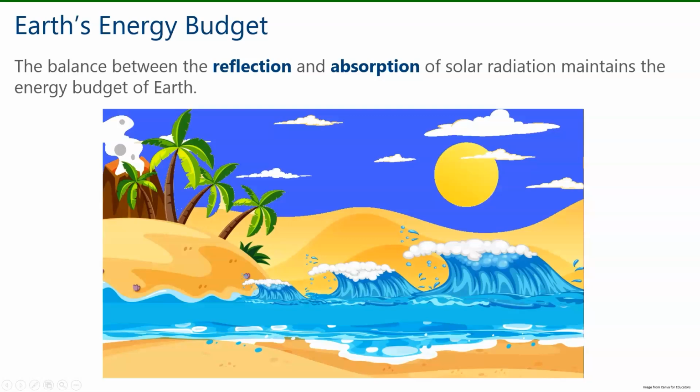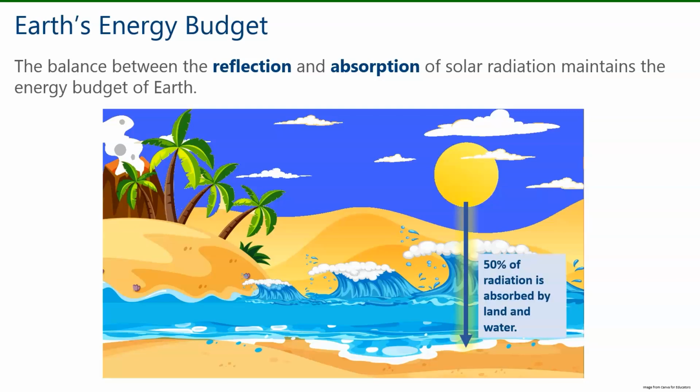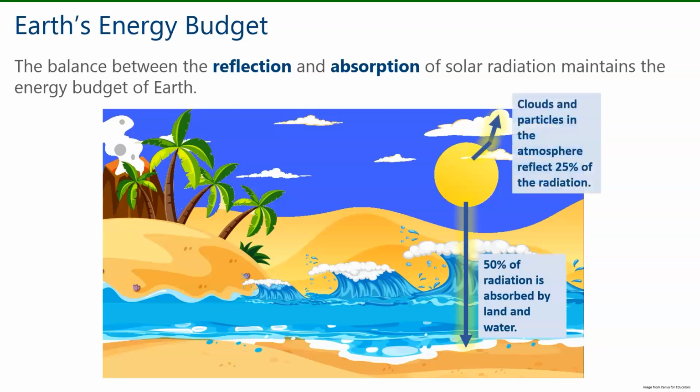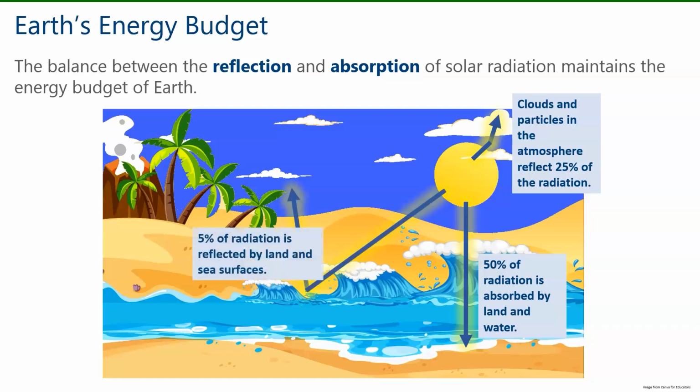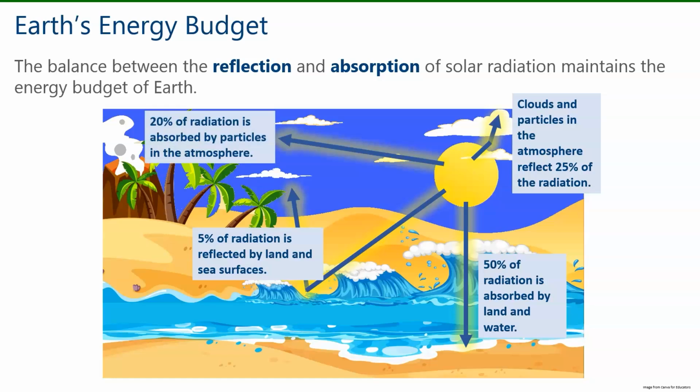Let's take a look at this diagram showing Earth's energy budget. 50% of radiation is absorbed by land and water. Clouds and particles in the atmosphere reflect 25% of the radiation. 5% of radiation is reflected by land and sea surfaces, and 20% of radiation is absorbed by particles in the atmosphere. Notice that if we add up all these percentages, they add up to 100%. So this is the total energy budget.